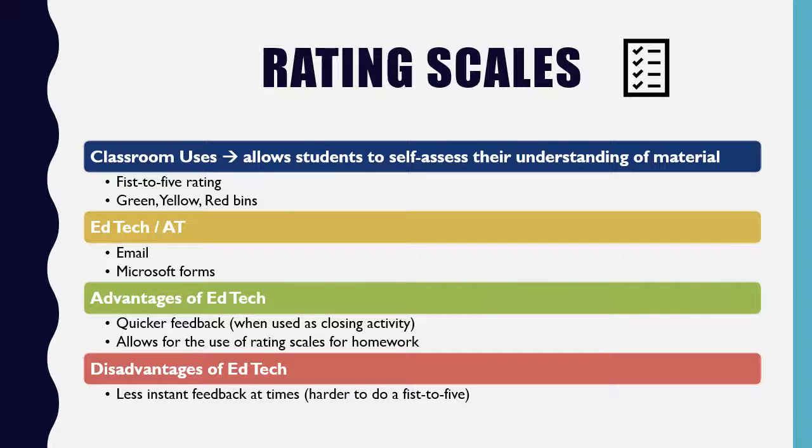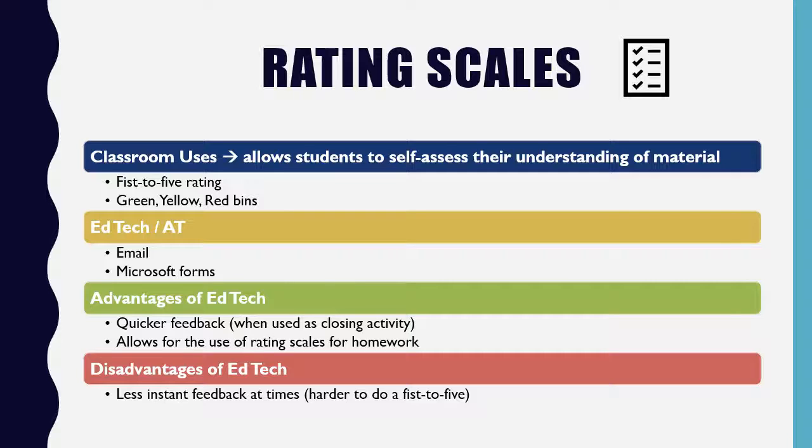Rating scales are a very informal way that I have students self-assess their understanding of material. These give me a quick idea of who's feeling confident, who's a little iffy, and who is totally lost. I have students either rate themselves on a 0 to 5 scale during lessons, or I have students leave a question or takeaway from class in green, yellow, or red bins.